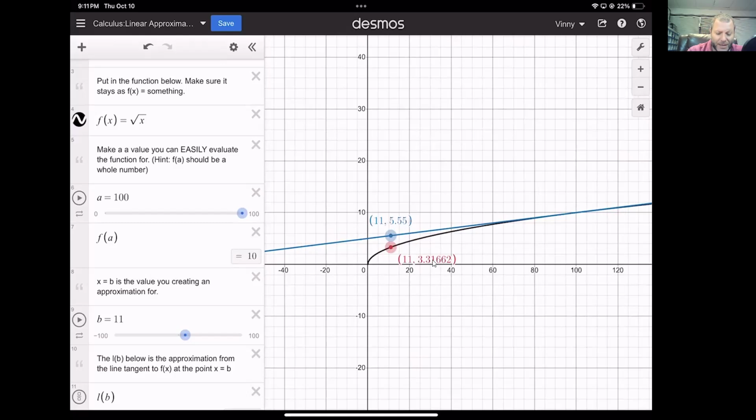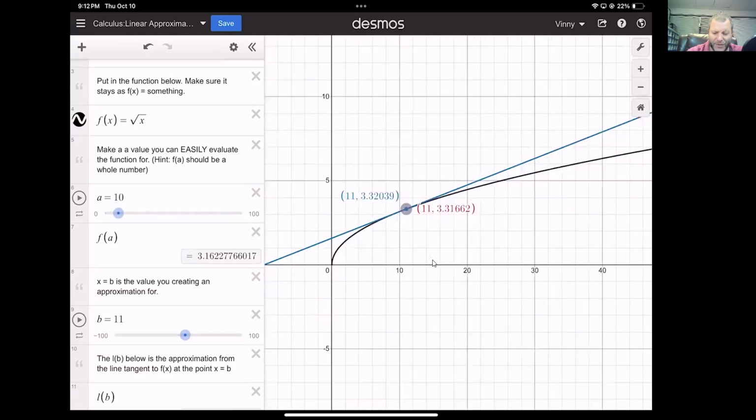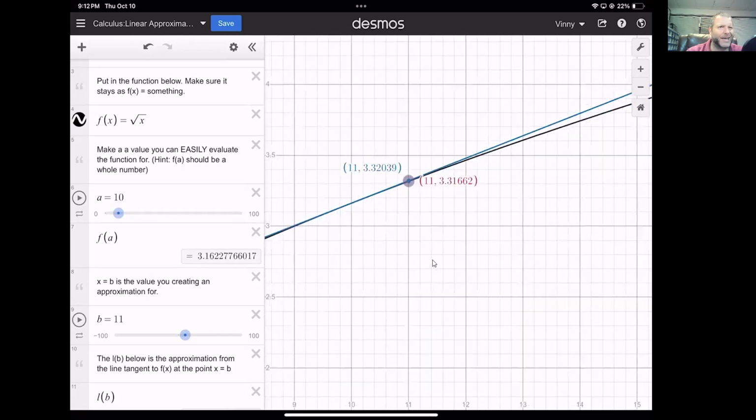Now, because it's Desmos, I could do anything, right? I could use a is equal to 10, which would be a really good approximation. The only difference for us in class is that we can't easily take the square root of 10, right? So using 9, using 16, using even 4 or 25 are better than using 10 just because you can't take the square root of 10 off the top of your head, most likely.